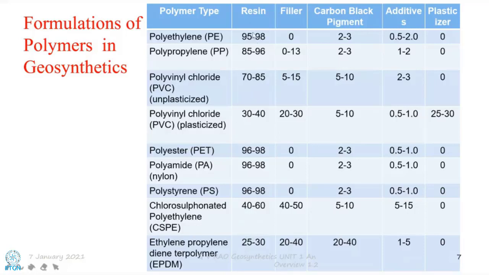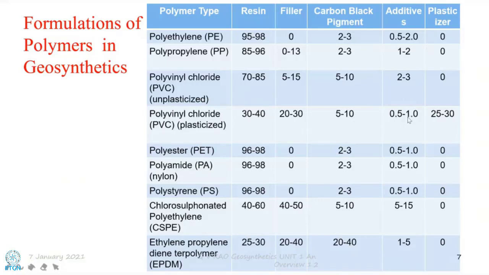And resin means the basic material. That means in each case it may be polyethylene or PP. So when you talk of PVC now, the PVC which is normally used for lining canals and ponds will only have 30-40% of basic resin. There is something called filler, 20 to 30%. There is carbon black to ensure that it's not affected by sun rays. So it's 5 to 10%.